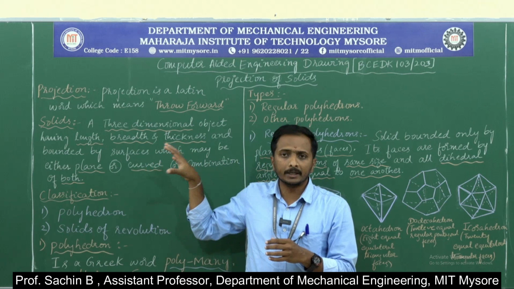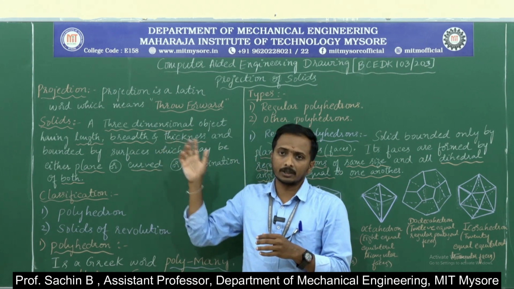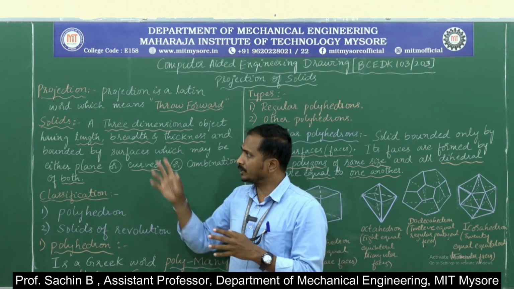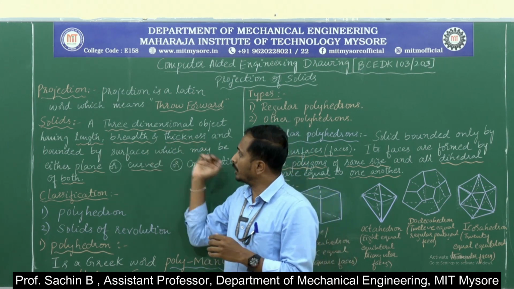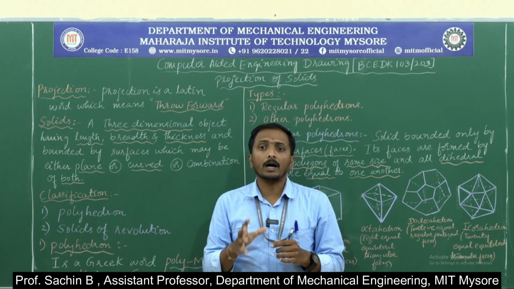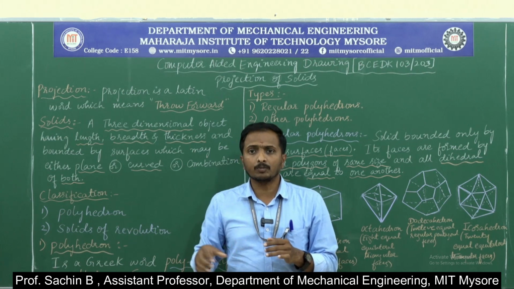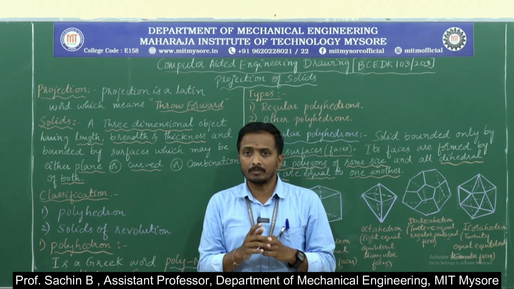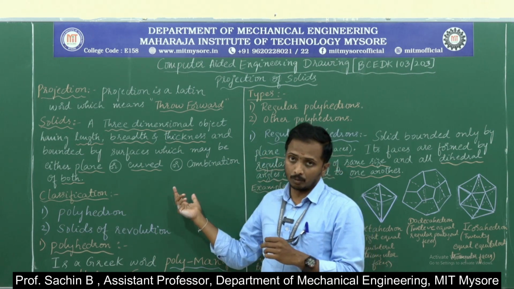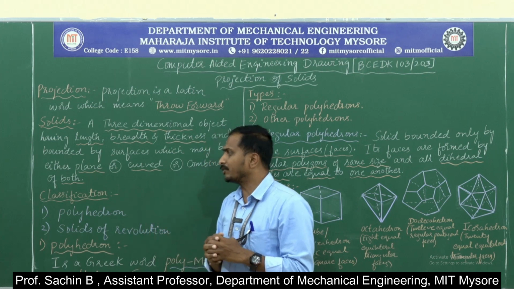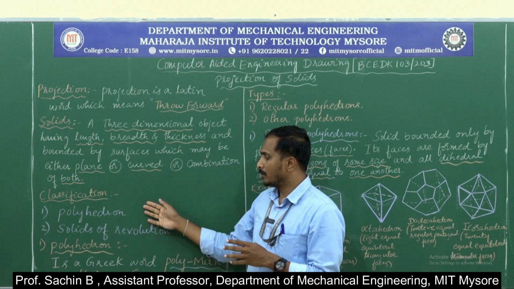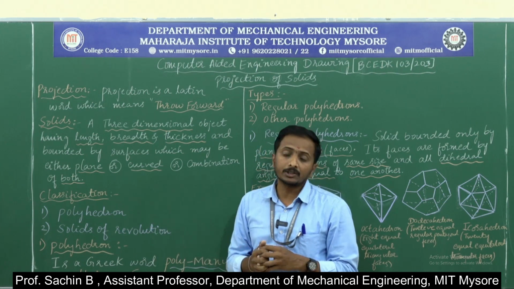I will explain in detail the classification of solids when it comes to polyhedrons and the other types of polyhedrons. Here I am saying that a solid is a three-dimensional object which consists of length, breadth and thickness, and it is bounded by a plane surface or a curved surface or a combination of both surfaces. Next is the classification of solids. When it comes to the classification of solids, we have two types. One is polyhedrons, another one is solids of revolution.